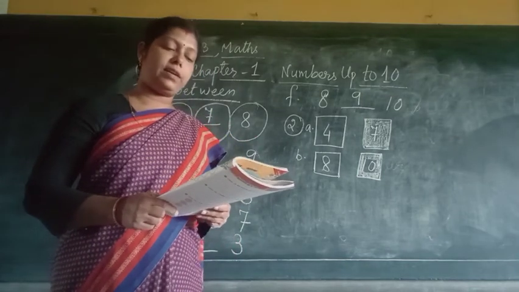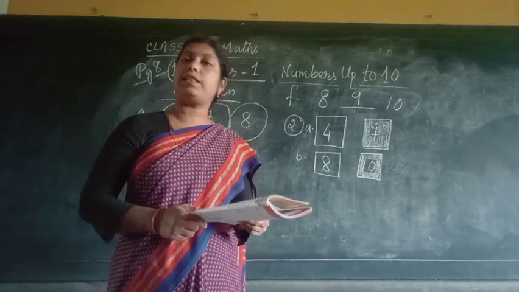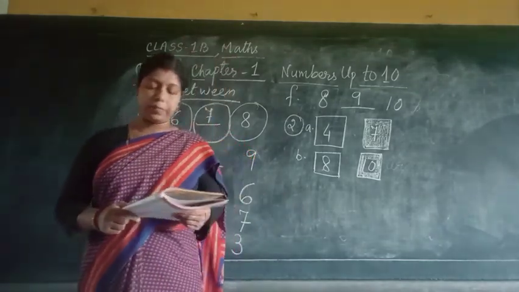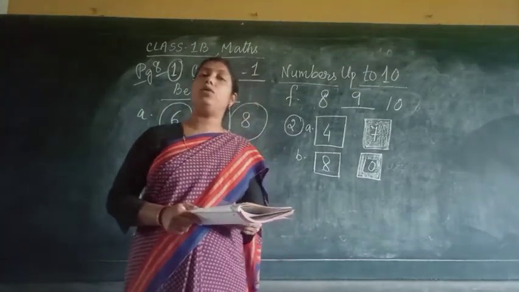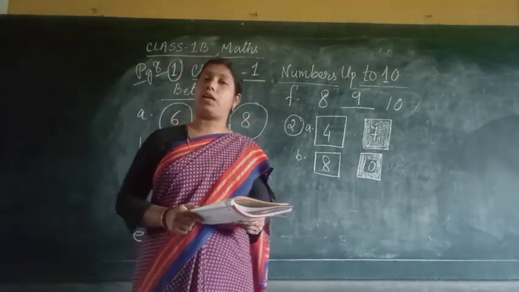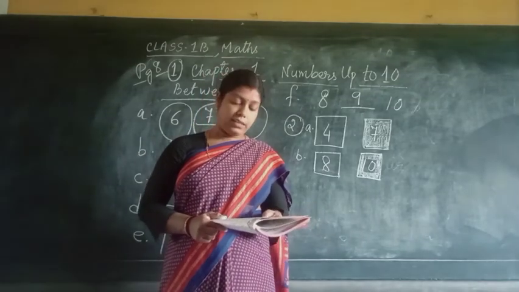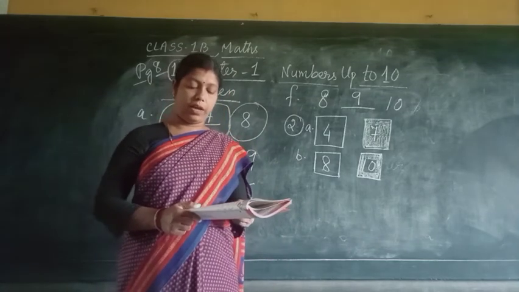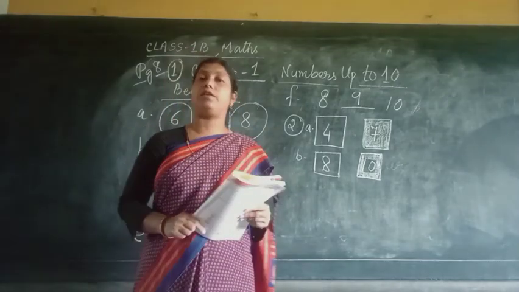Color the square with the greater number green. Just use green. Number C, you see 9 and 3. 9 is greater, so color it with green. Number D, 4 and 2 are there. So 4 is the greater number, you have to color it with green. E, 5 and 6. 6 is the greater number, so color it with green. F, number 1 and 5. So 5 is the greater number, you please color it with green.